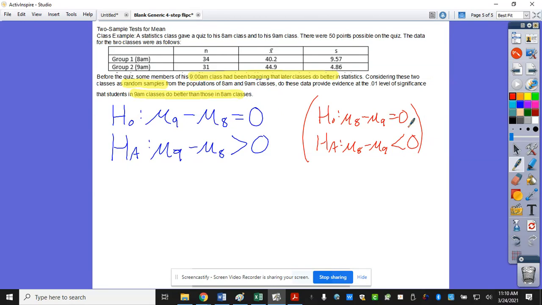All right, so I didn't record what I just talked about. All I talked about was setting up which direction I want to do. 9 a.m. does better than 8 a.m. So I would choose to do 9 minus 8, and that's greater than 0 as my alternative. But this is the same thing as doing mu of 8 minus mu of 9 would be less than 0. So we're going to go to the calculator and do.